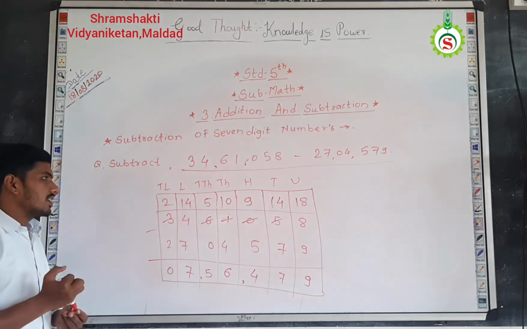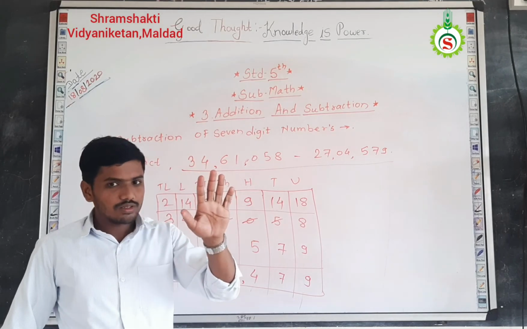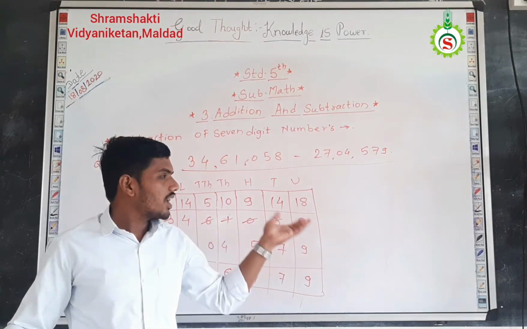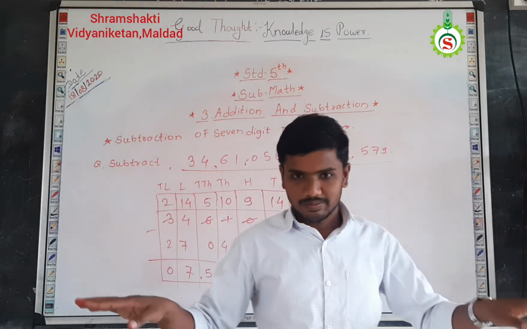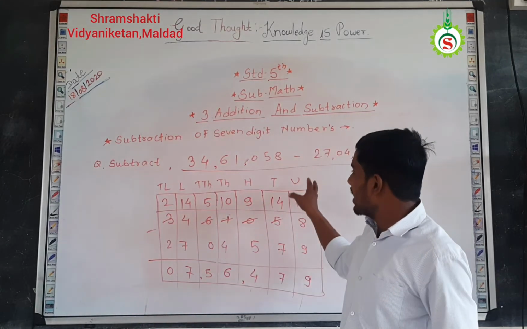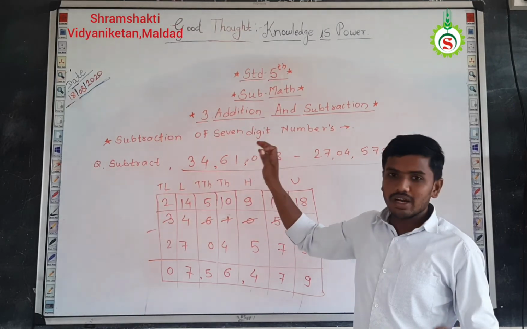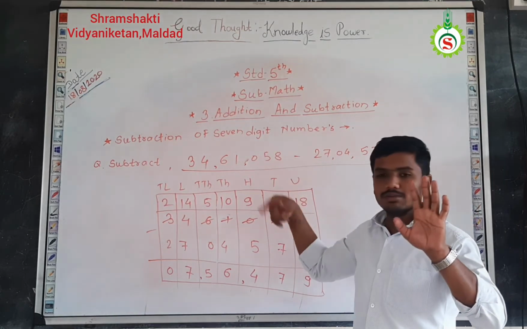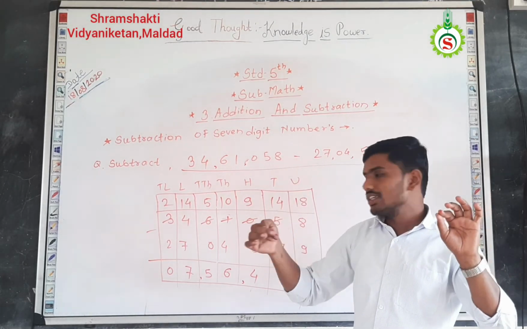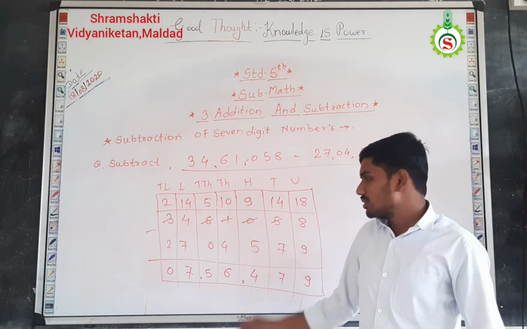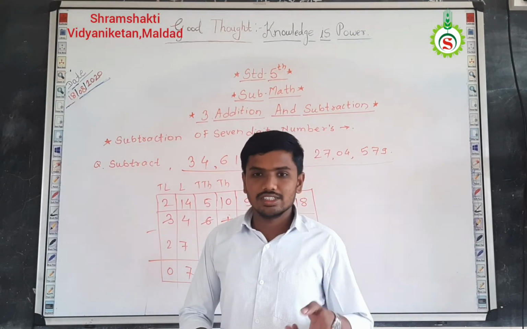That means in today's lecture we have taken the subtraction of 5-digit numbers, 6-digit numbers and 7-digit numbers also. That means all subtractions are the same. The only difference is that digits are being added. In the 5-digit number there are 5 digits, in the 6-digit number there are 6 digits, and in the 7-digit number there are 7 digits. So that is for the subtraction of 6-digit and 7-digit numbers.